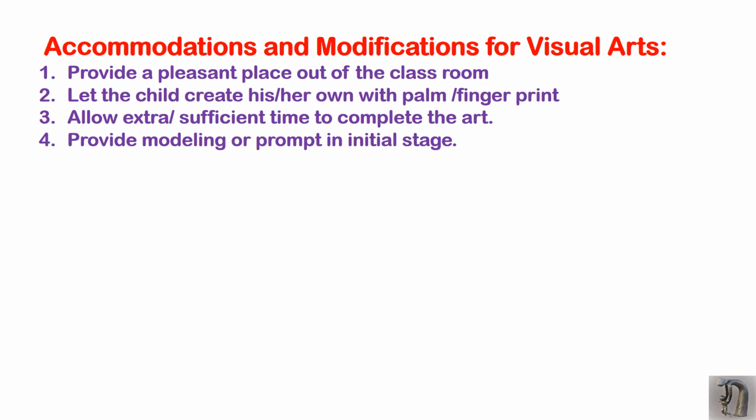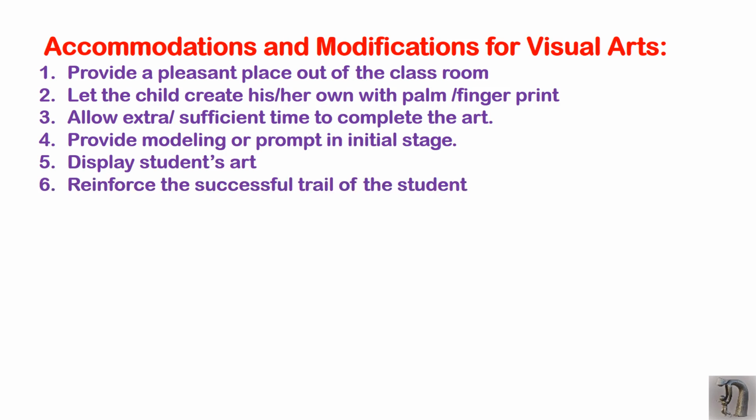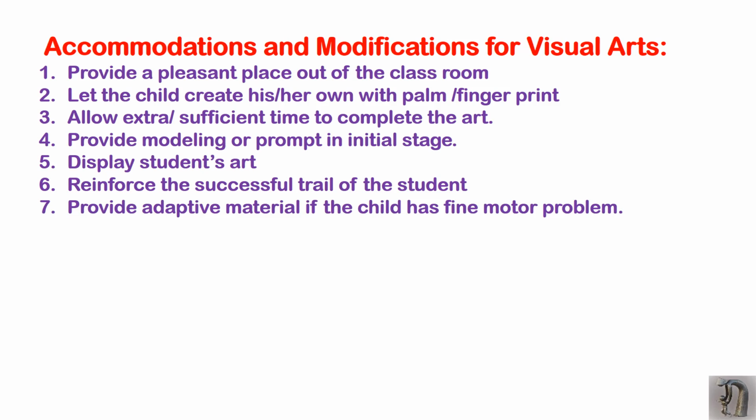Provide modeling and prompts in the initial stage. If you're making the child learn, make sure that you give a prompt. You can give a physical prompt. You can say, okay, how I'm drawing, you can draw in that way. Display the student's art. That will motivate the child. Reinforce successful trials. If the child has come up with a wonderful activity or printing work, try to reinforce and appreciate the child. Provide adaptive material if the child has a fine motor problem.